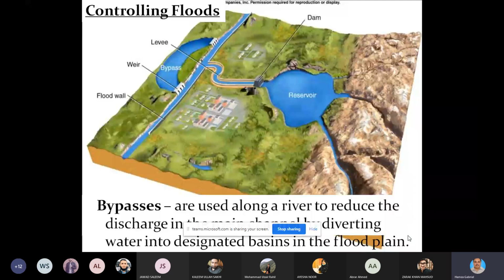Besides these structural measures, there are also non-structural measures, like the improvement of our early warning and flood forecasting system. We can improve them. We can have efficient flood forecasting models in order to predict the arrival of the flood peaks before time, so that timely warnings can be issued for evacuation. So these are all non-structural measures. Both structural and non-structural methods are adopted in order to mitigate the flood effects.